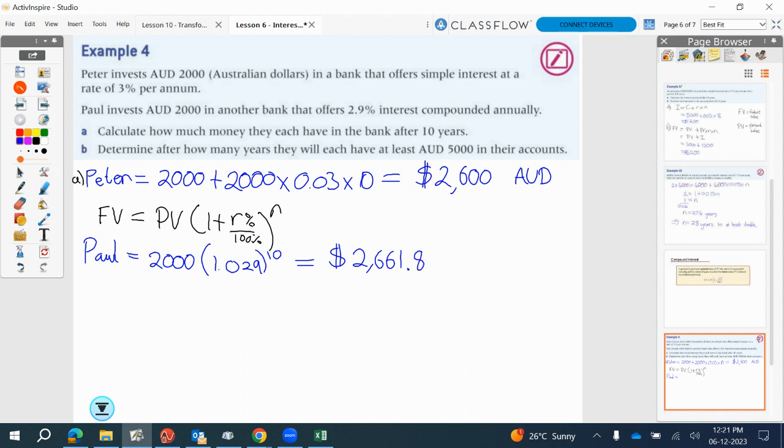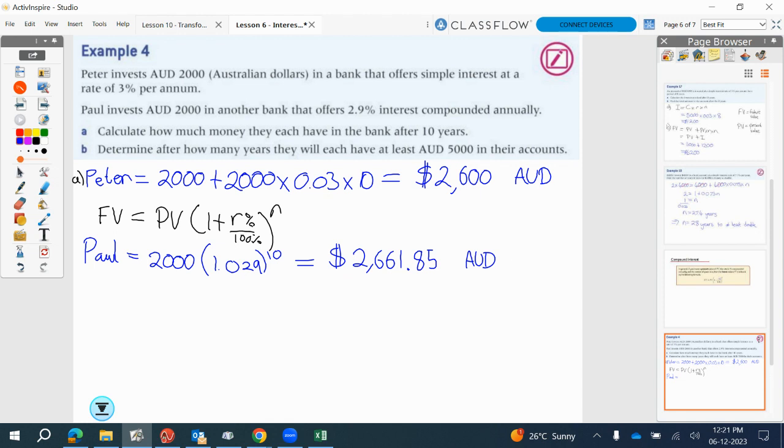2,661.85. Really? That's the thing. Yeah, because if it's a currency, then it has to be two decimal places. Currency, two decimal places, unless it ends in a 0 like that previous one. Then what's the point?